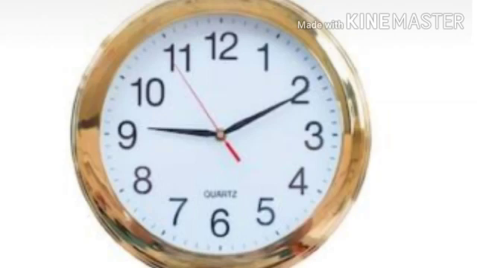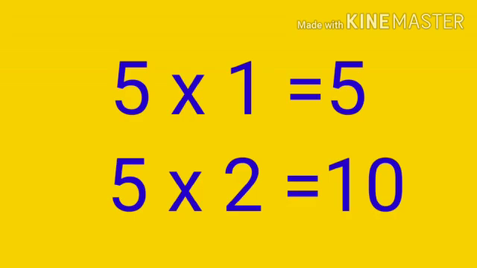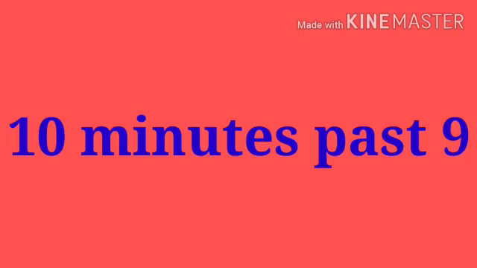Now if the hour hand is at 9 and the minutes hand is at 2, what will be the time here? Now see here. The minutes hand is at 2. From 12 to 1, how many small lines are there? 5. And 1 to 2, how many small lines are there? 5. So we will take the 5 table. That is 5 ones are 5, 5 twos are 10. So what is the time here? 10 minutes past 9 is the time.